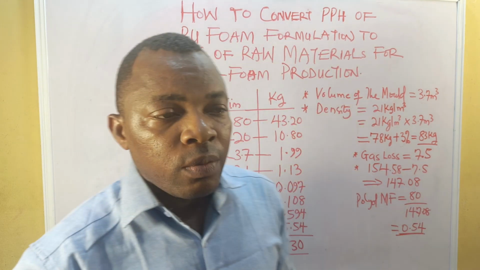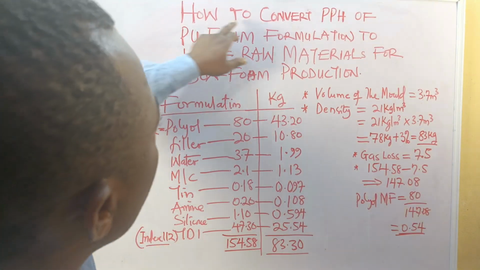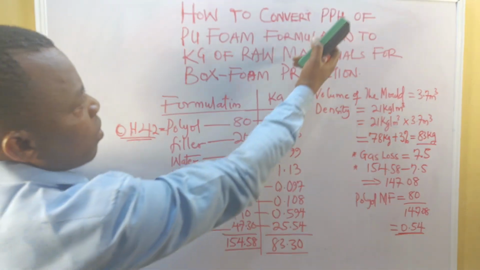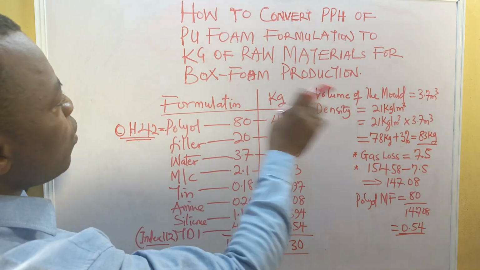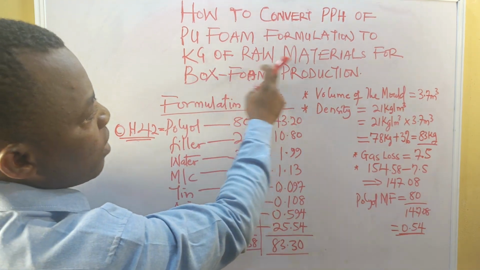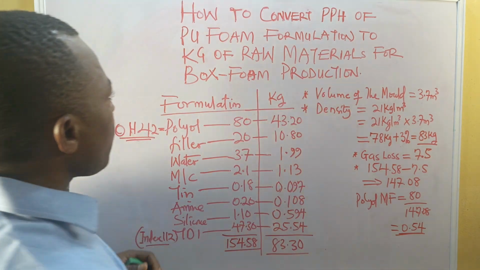Today's presentation, I will be looking at how to convert pph of PU foam formulation to kg of the raw materials for box foam production.